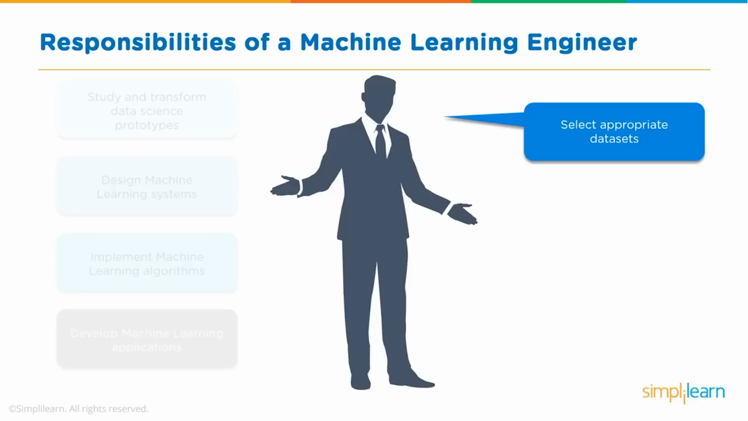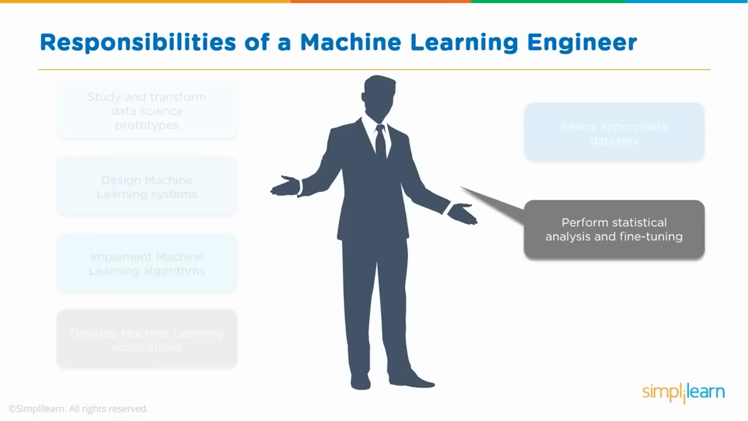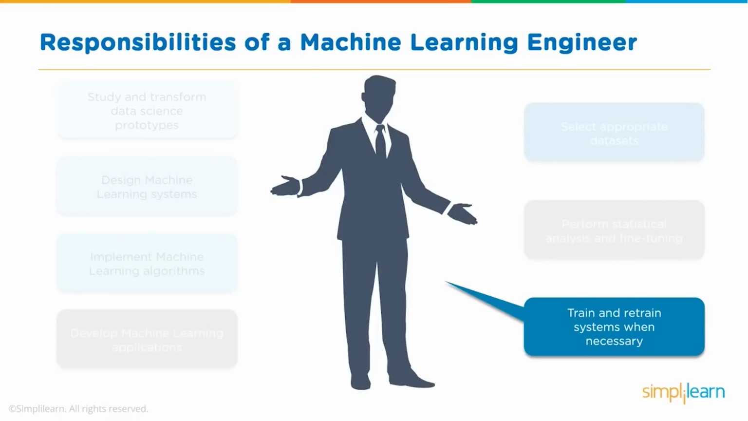That is so huge for the machine learning engineer: how do you get these data sets in there, and how do you use the appropriate ones? And that's going to go back and forth to your data scientist. As a machine learning engineer, you want to be able to recommend stuff for them, and then they go back and prototype it, and then it comes back to you to put it together and start training these neural networks. Perform statistical analysis and fine-tuning, and train and retrain systems when necessary.